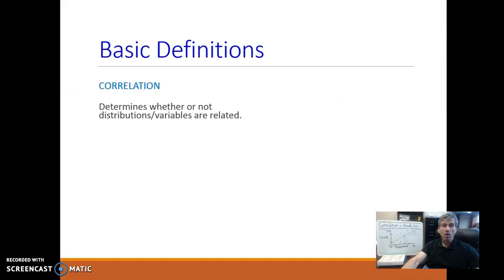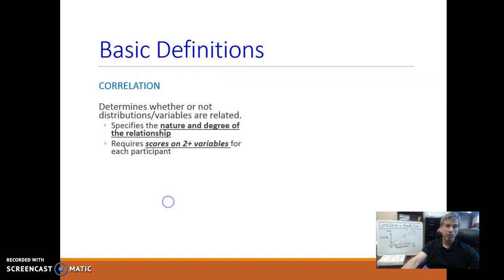We already kind of hinted at that. Correlation determines whether or not variables or distributions of scores are linked, whether they're related. Correlations, when you calculate them, or even when you visualize them, will tell you information on the nature of the relationship, what direction it goes in, and how strong that relationship is. How consistently do those two variables tend to move together?